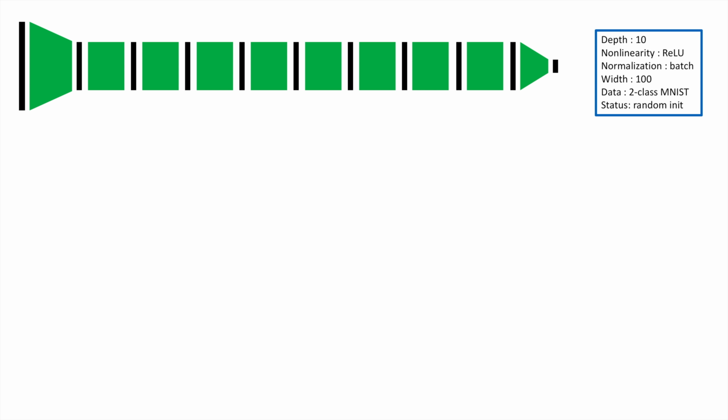Let's see what that training formalism looks like in practice. Consider a randomly initialized neural network of depth 10 using ReLU nonlinearities and batch normalization. We use 2-class MNIST, a subset of MNIST containing only 1s and 2s. Hence, our network has 2 output neurons.